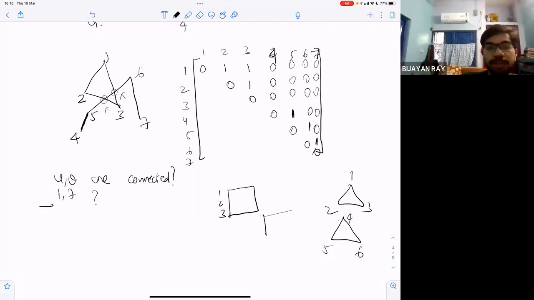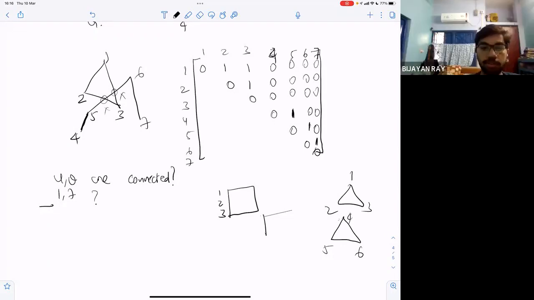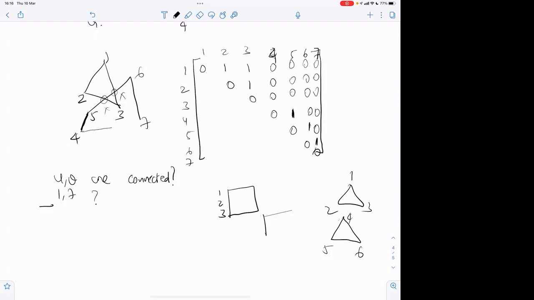A naive algorithm would be to go down the column of 7, find the first one, and then the first one occurs at 6. So we now go down the column of 6, and then the first one occurs at 5, and then we go down 5. Now 5 is connected with 4, but 4 is all 0, so it's not connected any further. Good. But now suppose I connect 4 and 7 and 4 and 6. Now what do I do?